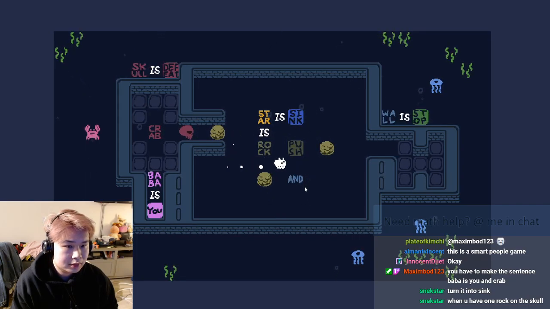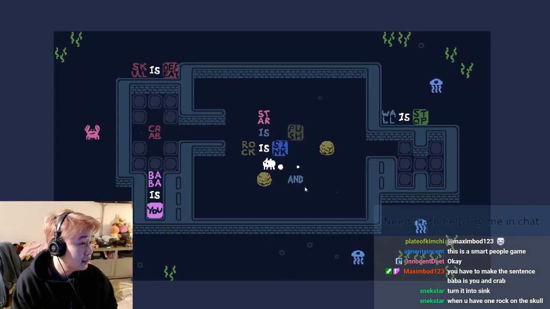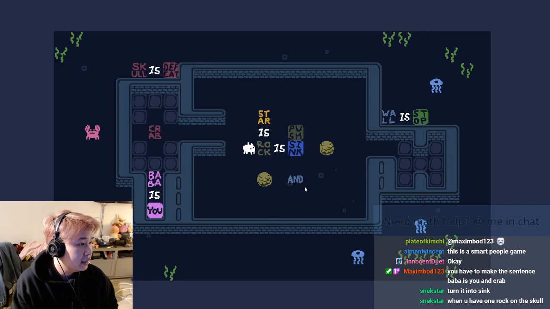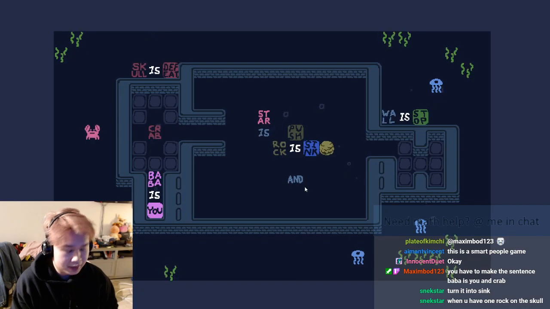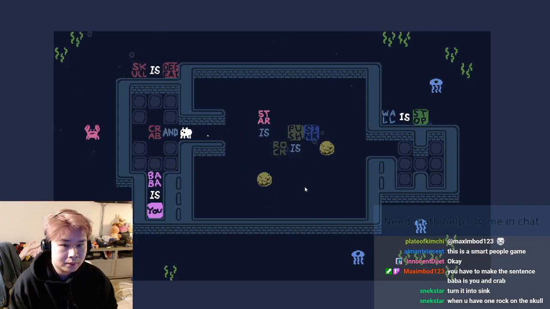So, ooh. So I'm gonna push the skull to here. And then I'm going to change the rock so that it's sink. And then that kills the skull. And then... Whoa, accidentally killed myself. Okay. And now I move this into here. Oh, whoops.